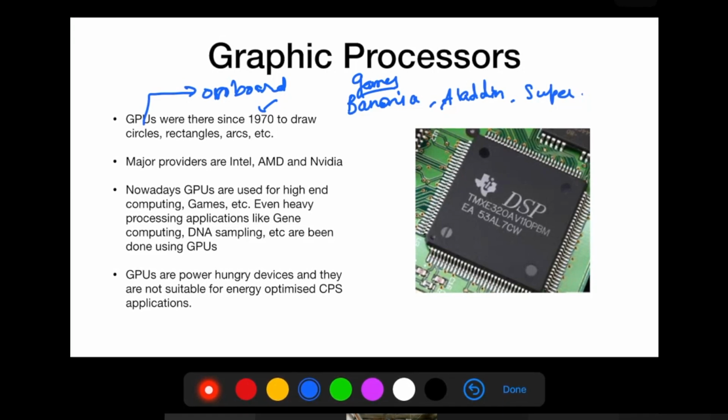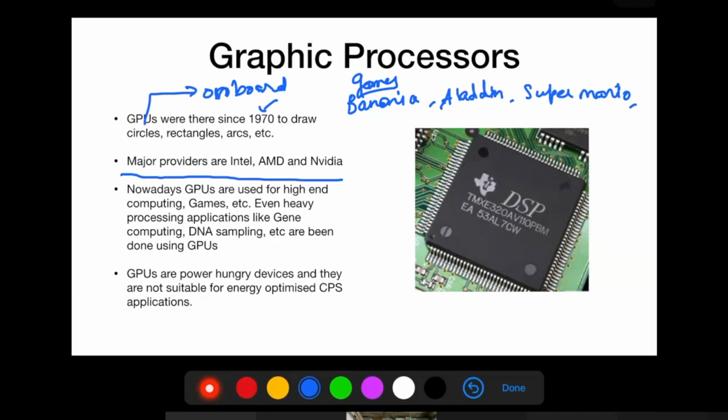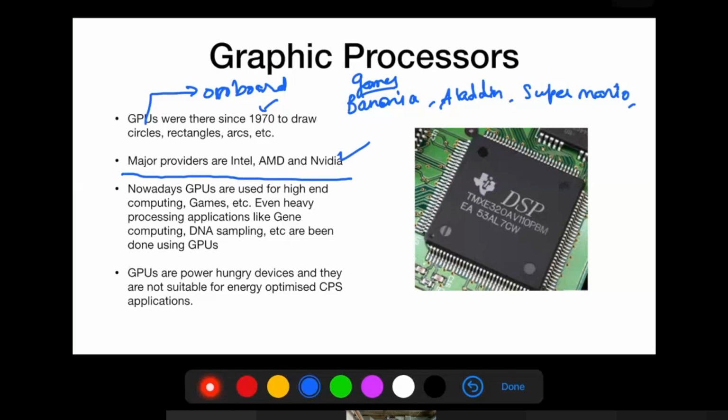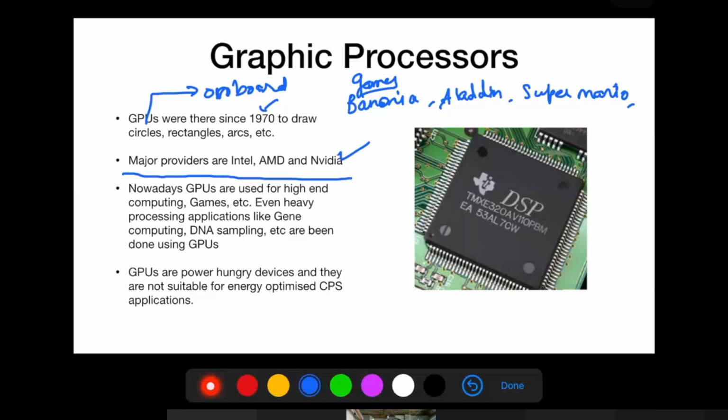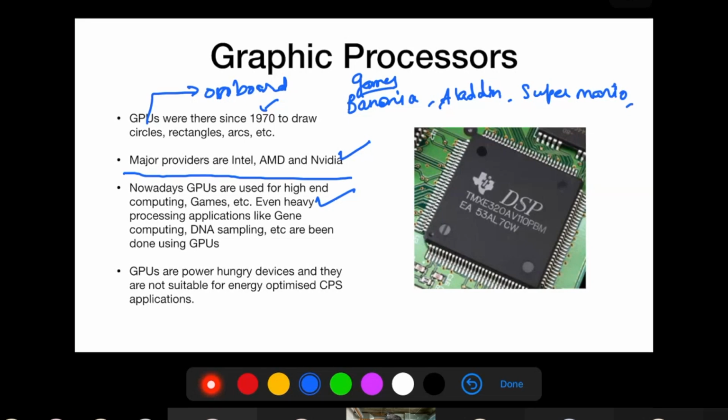But now also, the graphic processors come majorly from only three vendors: Intel, AMD, and NVIDIA. These are the three vendors who provide GPU services. Nowadays GPUs are used for high-end computing, games, and even heavy processing applications like gene computing and DNA sampling. So nowadays, I think it is not visible.